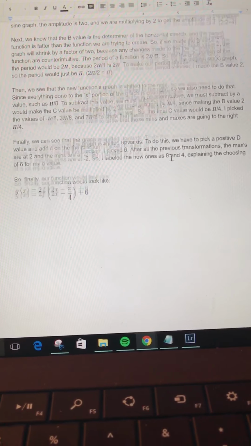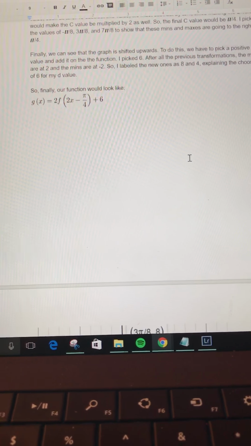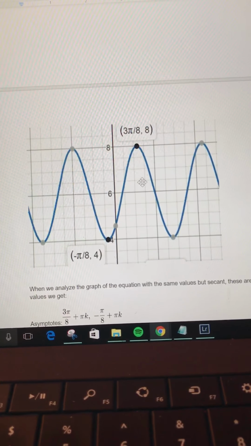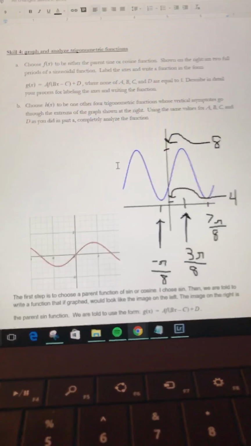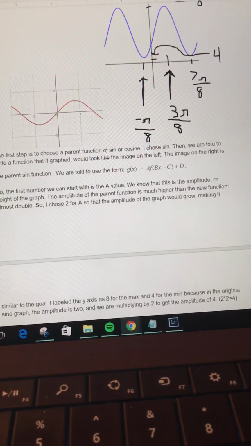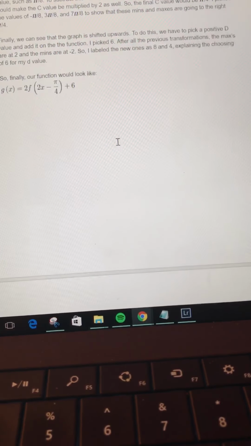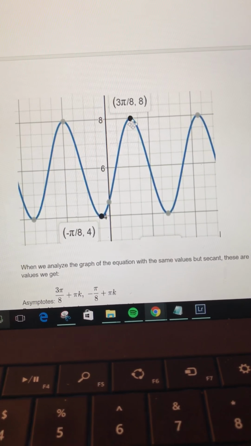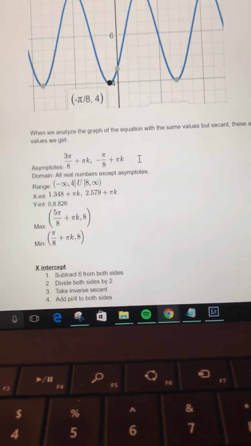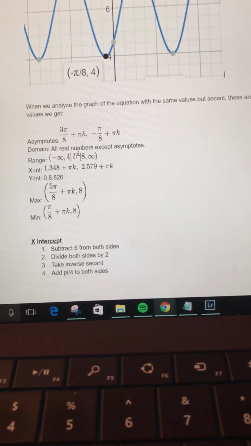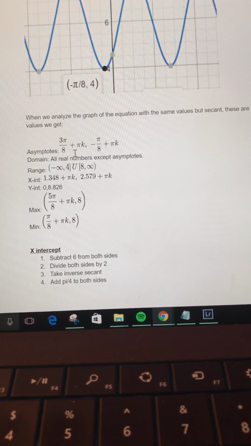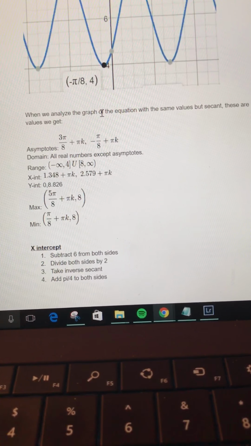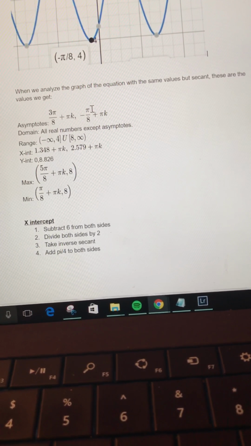And then this is what our function would look like at the end. This can be compared to this graph. It's a lot more similar than this one. It's been stretched out in height, shrunk in frequency, and the period has shrunk, and the height has changed as well. So if we fully evaluate it, we get the asymptotes of 3 pi/8 plus pi k. Or no, this is for the next function, actually. The same function, but with secant.